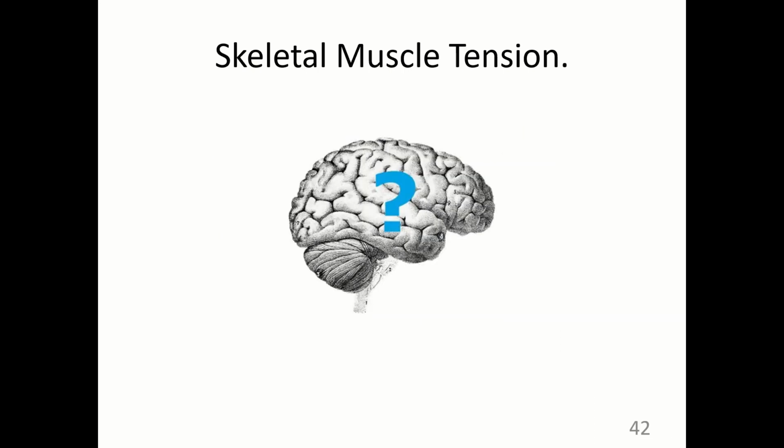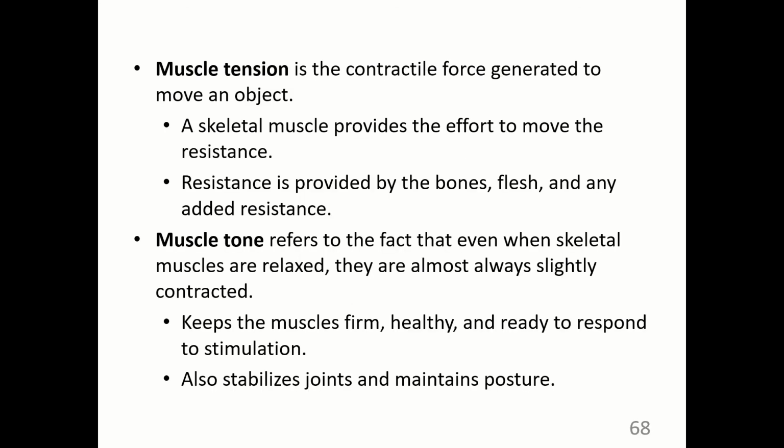Okay, now let's talk about some physiology of skeletal muscle tension. Muscle tension is the contractile force generated to move an object. A skeletal muscle provides the effort to move the resistance. Resistance is provided by the bones, flesh, and any added resistance.